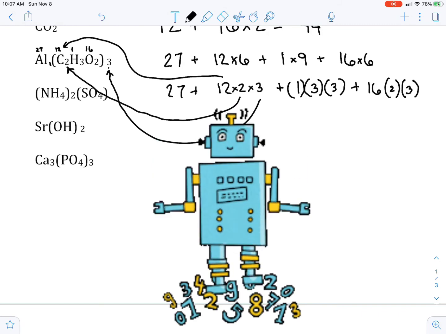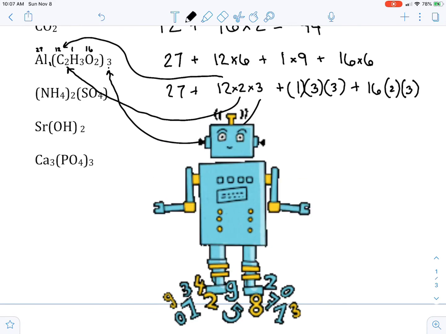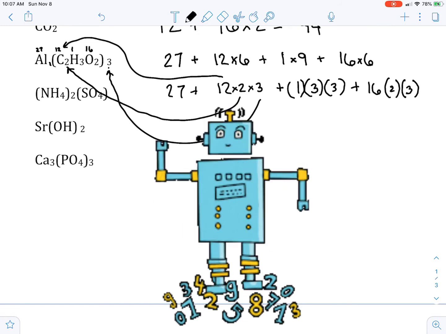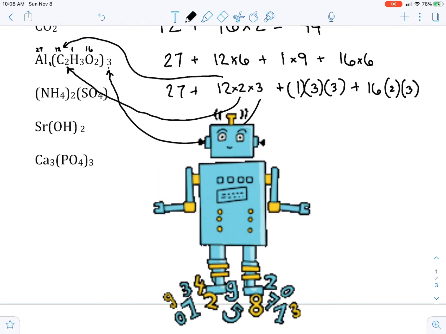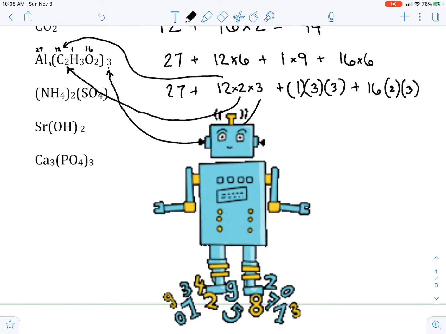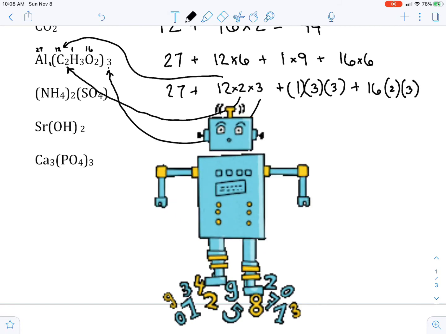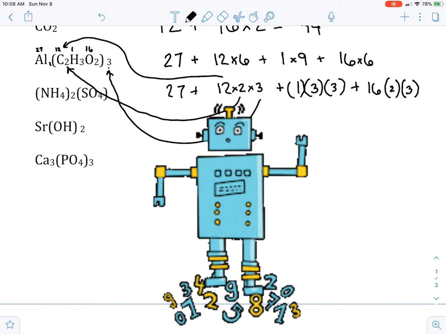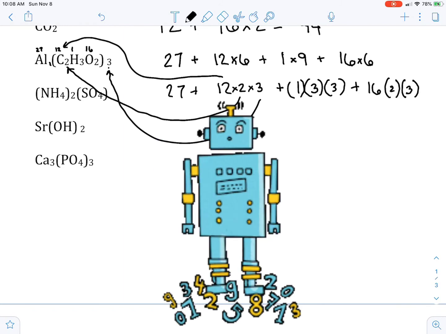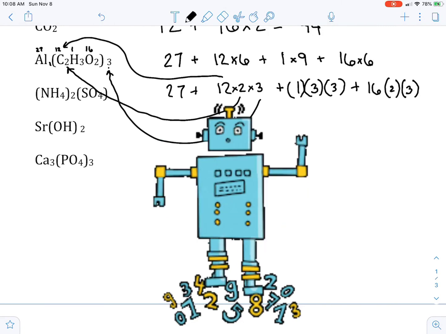Now, I do want to see the work, though, because I want to make sure that you are doing it right. Oops, my calculator is all whacked out here. 27 plus 12 times 2 times 3 plus 1 times 3 times 3 plus 16 times, oops, I just pushed plus. 16 times 6. I got 204.